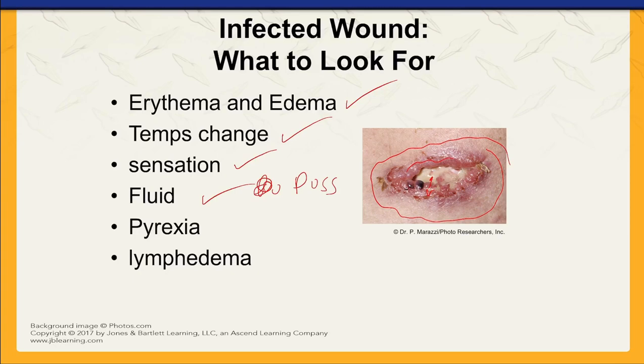Aside from that, what else will you see? The patient may have a fever, or swelling of the lymph nodes. And a lot of times you can also see red streaks leading from the wound that could travel in the direction of the heart. So that could also be present.